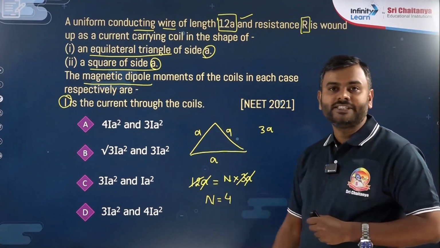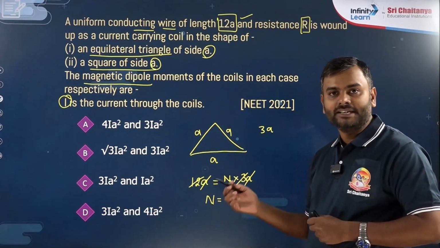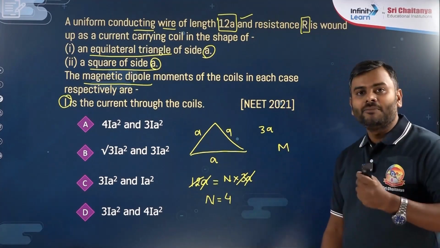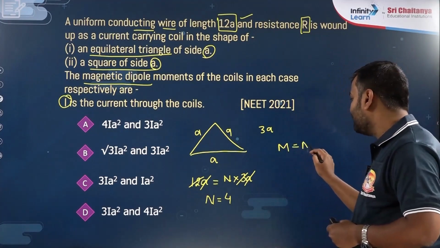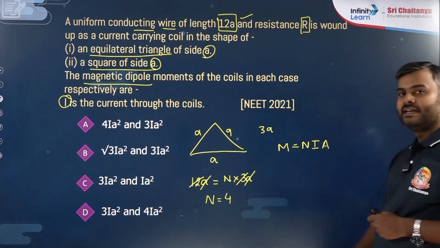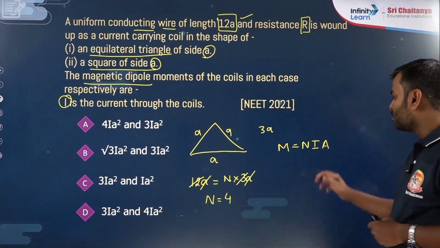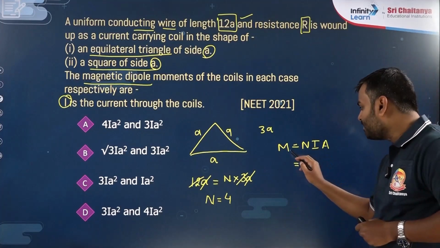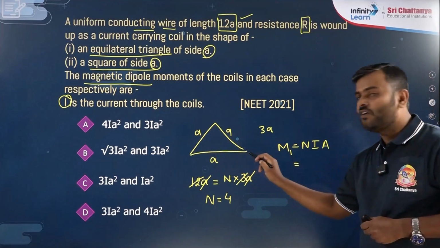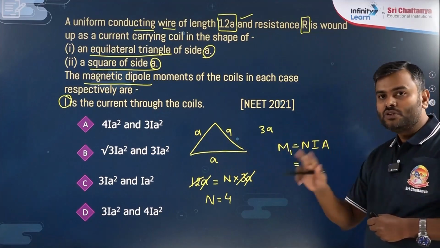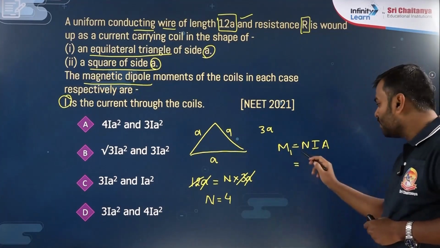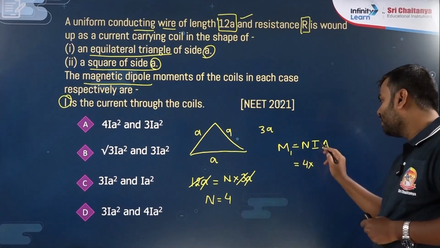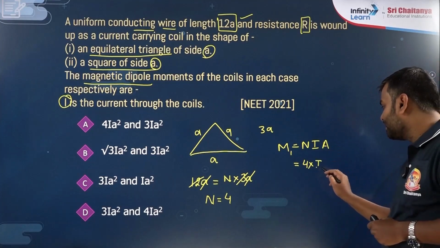Once we have the number of turns, we calculate the magnetic dipole moment. The formula for magnetic dipole moment is NIA. Since the first shape is the triangle, let's take this magnetic dipole moment as M1. So M1 equals N, which is 4, into I, which remains as it is, into A, the area.